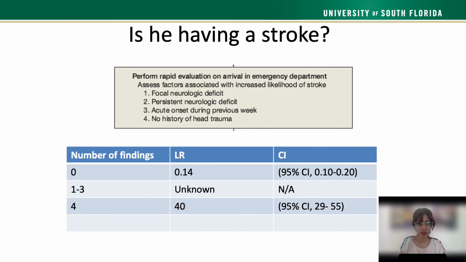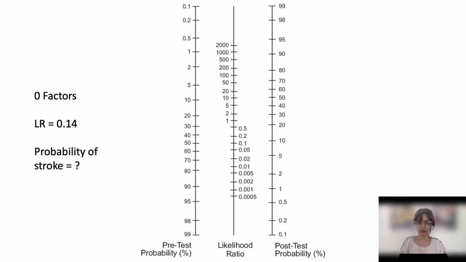If none of these findings is present, the LR is 0.14. If all 4 are present, the LR is 40. If we know that of all patients presenting similarly to an emergency room, 10% are having a stroke, then with 0 of the factors noted previously and an LR of 0.14, the post-test probability falls to about 1.5% and thus does not meet your testing threshold. Without additional convincing evidence, you could probably safely say this patient is not having a stroke.